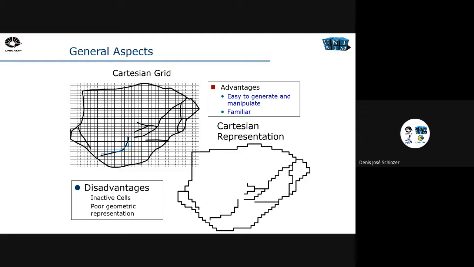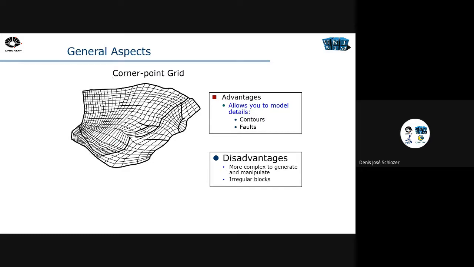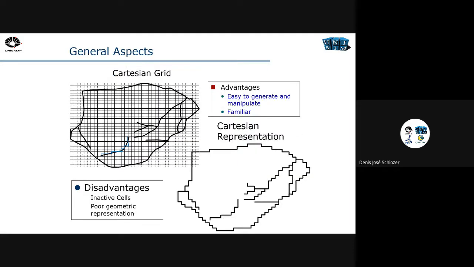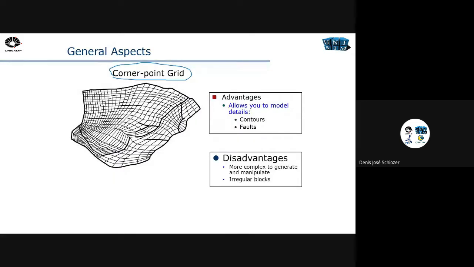But of course, there are aspects to do it. But you can use the other one that is most common today, the corner points. Okay, the corner points, as you can see here, represent this geometry much better than the Cartesian grid. Why? Because in the corner point, as the name says, instead of saying how the blocks are distributed, they say how the corners are distributed.